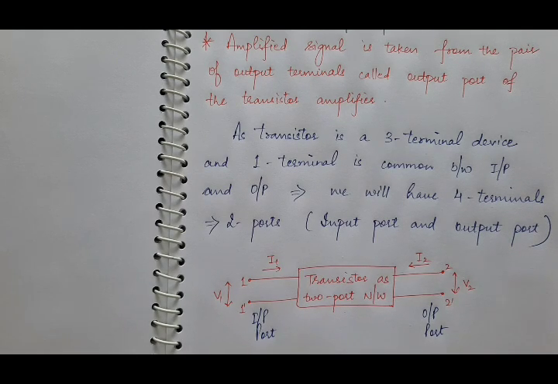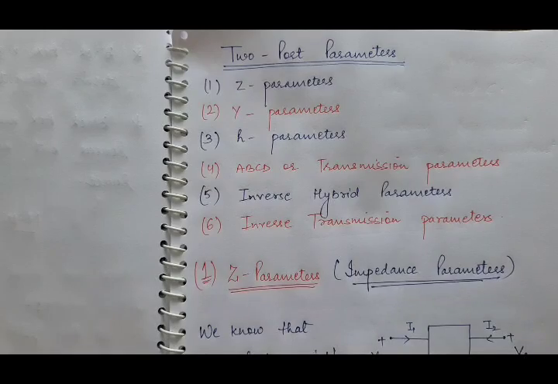So we have 4 variables. Out of these 4 variables, we can take any 2 variables as independent and any 2 variables as dependent at any time. Depending upon that, we have various parameters. These parameters are known as two-port parameters, depending upon which of the variables we are taking as dependent or independent. So the first type is Z parameters.